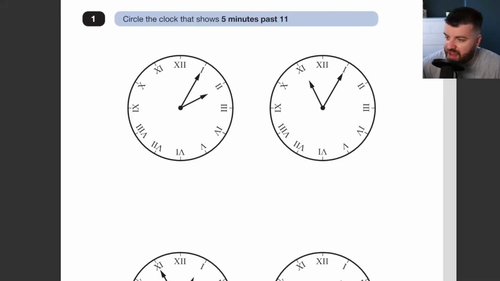So let's take a look here, 5 past 11. Well, in this one here, the minute hand's pointing to 1, which in this case is 5 past. So this is good. This is 5 minutes past. But look at the hour hand. It's just past the 2. This is 5 past 2.